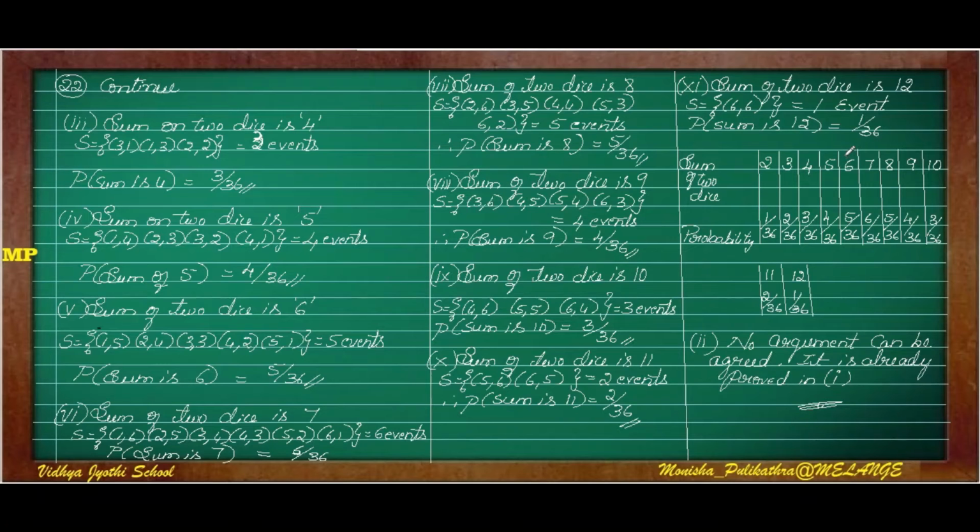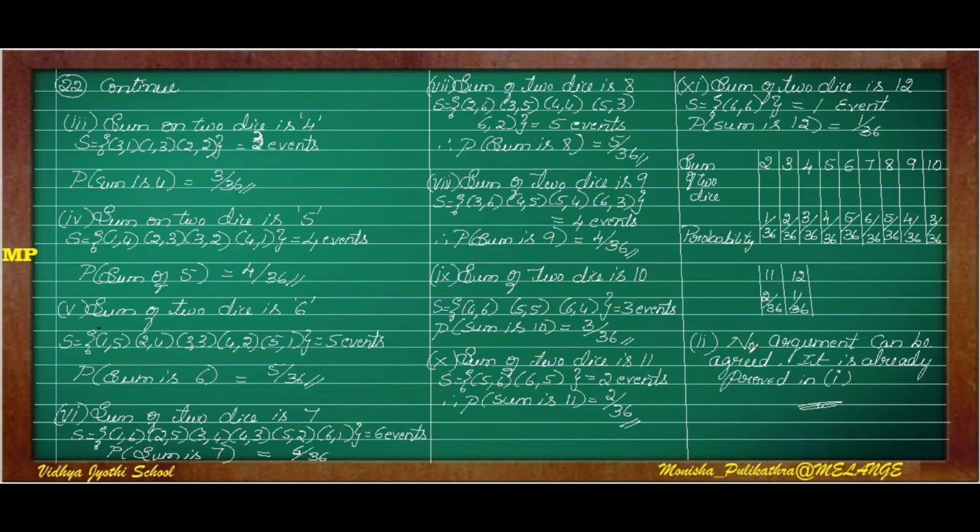At last, what we have to do in the question, they have given a box. We have to fill it for all the sums. For sum of 2, there is only 1. For sum of 3, there are 2. And for sum of 4, there are 3, that is 3 by 36. Likewise, we have to fill the entire box.